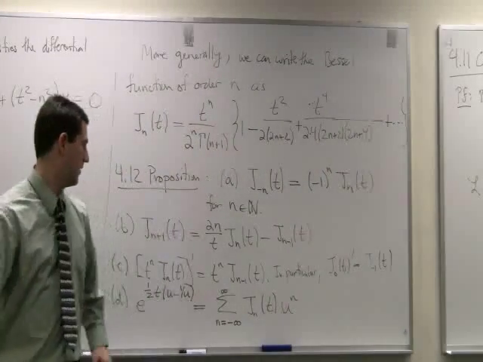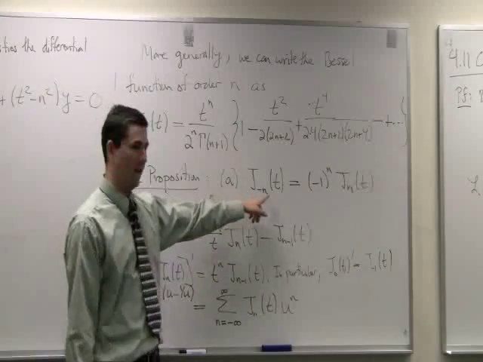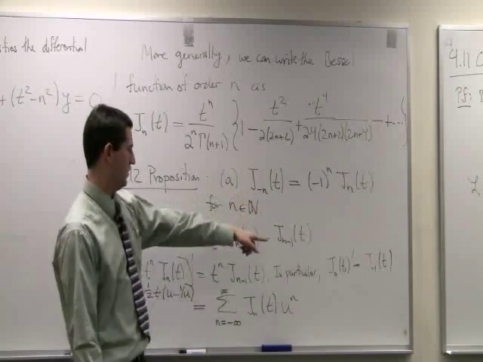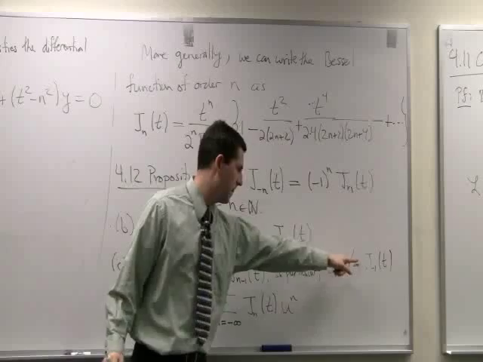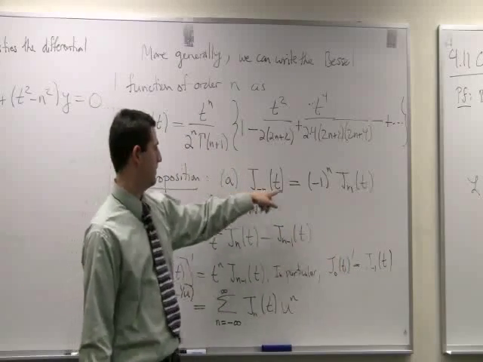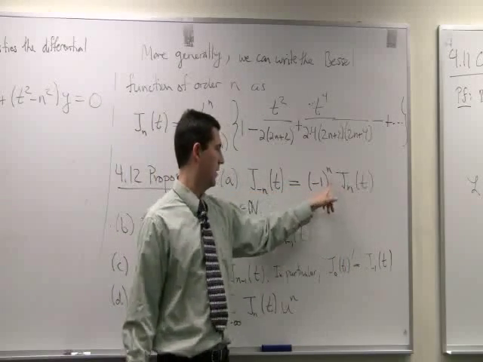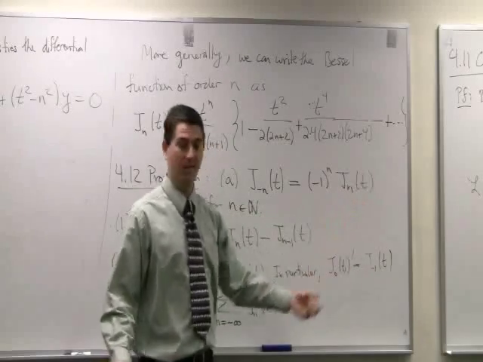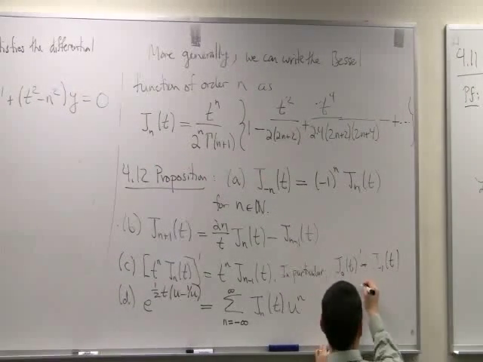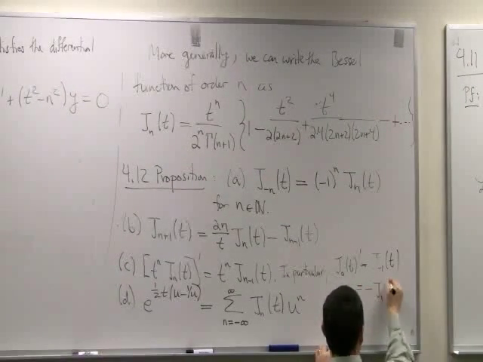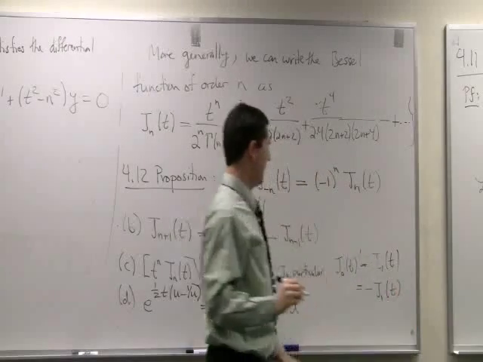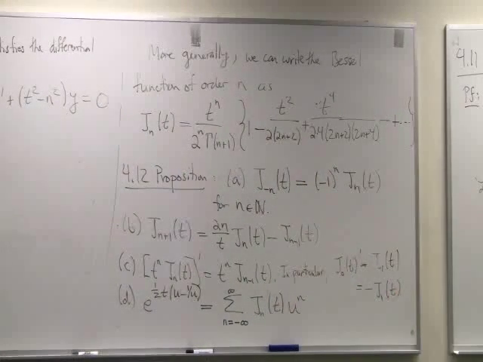And by part A, what is J minus 1 of t? It's just minus J1 of t. So the derivative of J0 is minus J1.